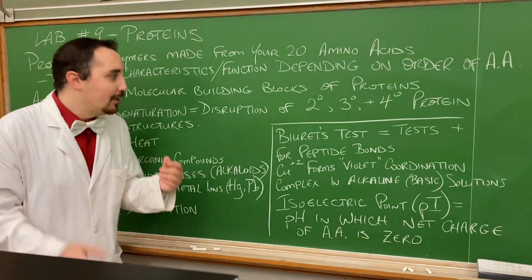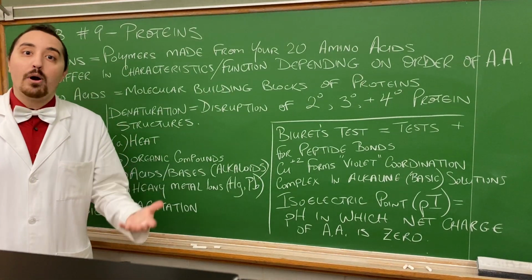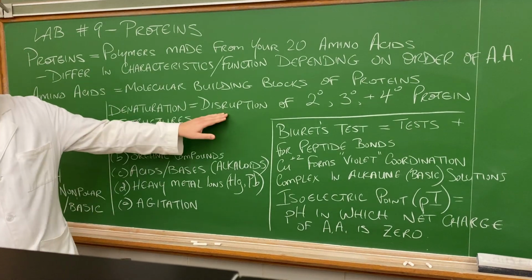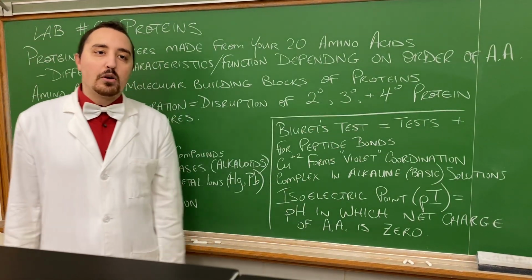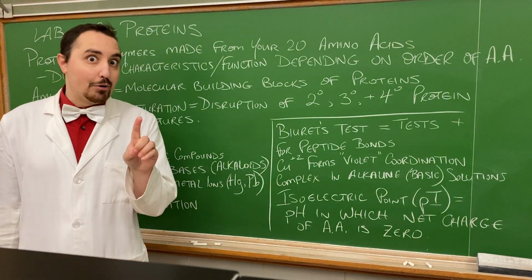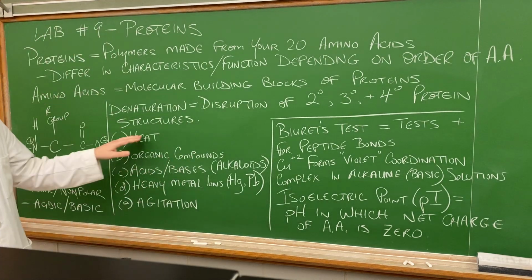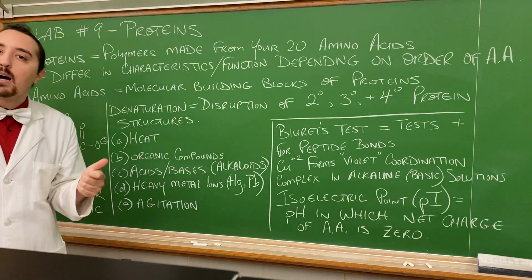Then we're going to look at denaturation, right? So when we denature a protein, what we do is we disrupt the secondary, tertiary, and quaternary structure of proteins. Notice I didn't mention primary structure or the order of amino acids. And we can do this in different ways. What we're going to do, you could crank up the heat, right?